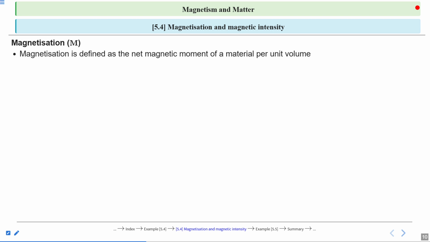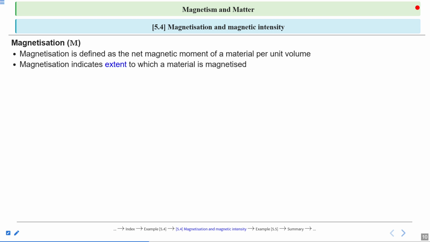As we discussed in the previous slide, due to the revolution of all electrons, there is a net magnetic moment. The individual magnetic moments due to all electrons add up vectorially and give rise to a net magnetic moment. So magnetization is defined as the magnetic moment of a material per unit volume. Understood? Net magnetic moment per unit volume of the substance.